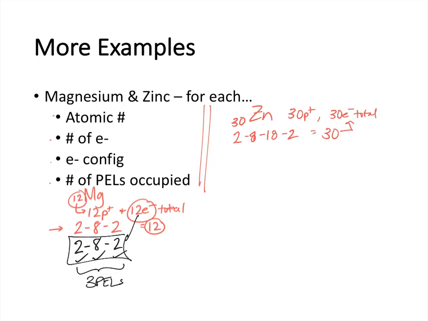I can only fit 2 electrons into the first PEL, and then it's full. I have 28 more. I can only fit 8 of those into the second PEL. Well, now I have 20 electrons left. I can only fit 18 of those into the third PEL. The remaining 2 will go into the fourth PEL. So there are 4 occupied PELs in a zinc atom. Magnesium and zinc, magnesium would have 2 for its number of valence electrons, and zinc would also have 2 for its number of valence electrons. It's just the last number in the configuration.